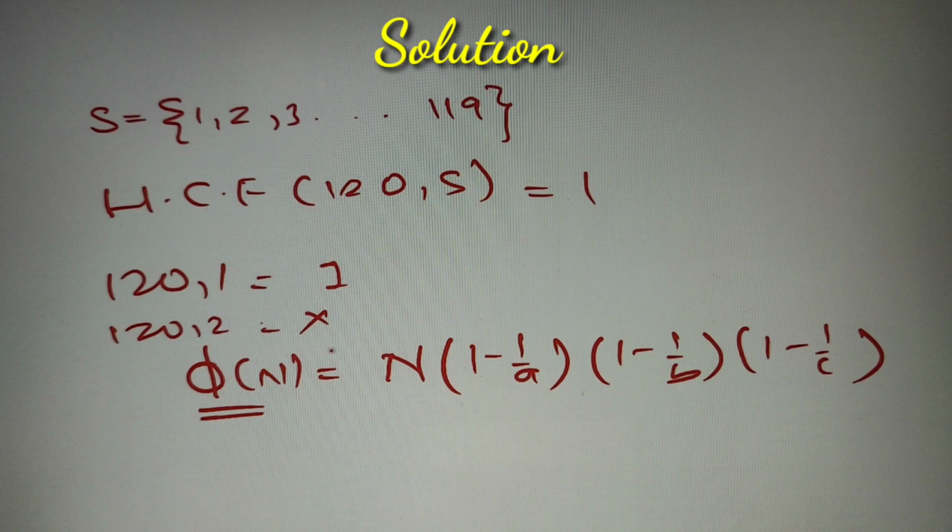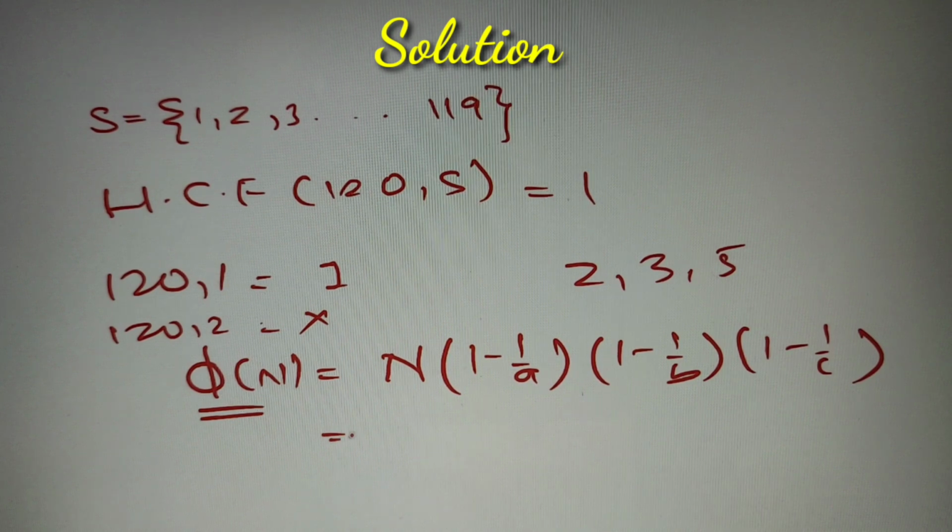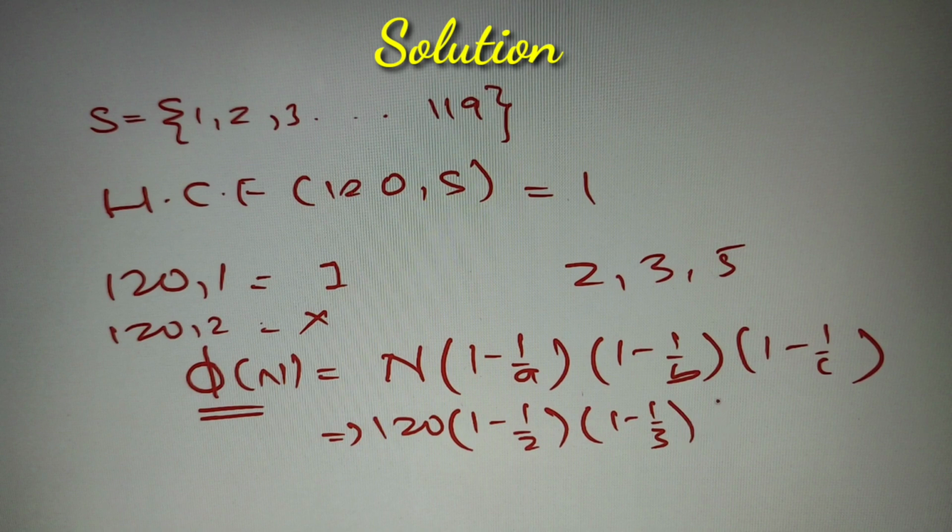So we just have to find the numbers a, b and c, which are basically the prime factors of 120. Now a number can have more than 3 prime factors, but 120 has only 3 prime factors, that are 2, 3 and 5. So if there are 4 prime factors, then we'll have 1 minus 1 by d, and then 1 minus 1 by e as well. So according to this formula, our answer is equal to 120 into 1 minus 1 by 2 into 1 minus 1 by 3 into 1 minus 1 by 5.